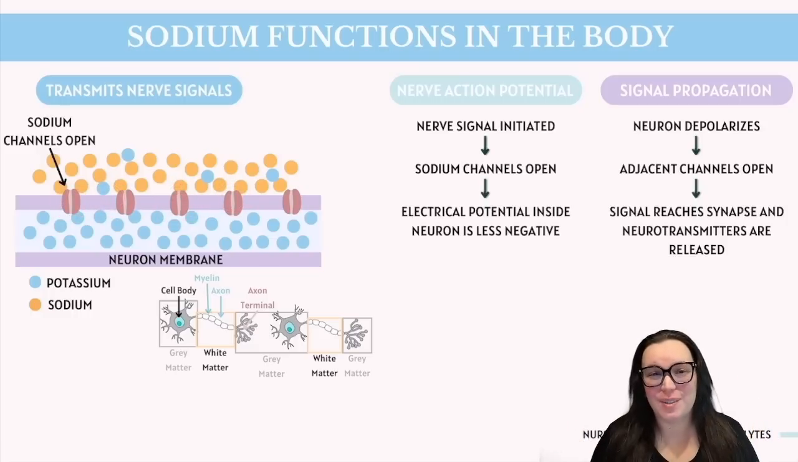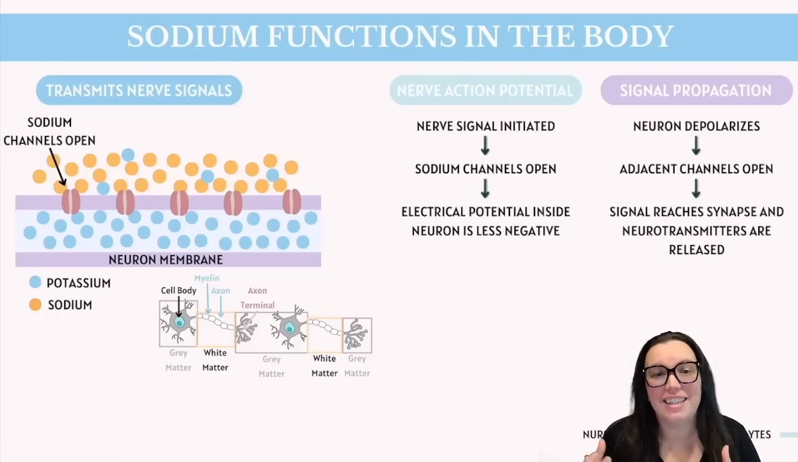This influx of sodium causes the electrical potential inside the neuron to become a little less negative. This process is known as depolarization. After the area of the neuron depolarizes, we're going to move into signal propagation.